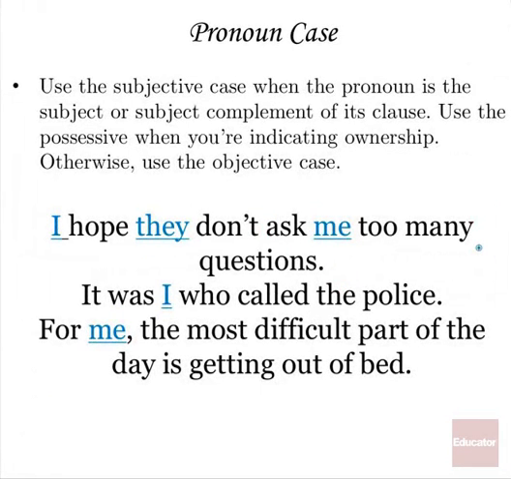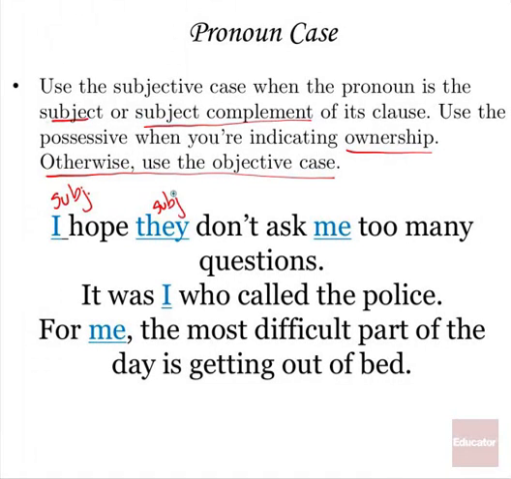Now, you use the subjective case when the pronoun is the subject or subject complement of its clause. You use the possessive to indicate ownership. Otherwise, when in doubt, use the objective. So, I hope they don't ask me too many questions. I, of course, is the subject of the sentence. Okay? They is the subject of the clause. They don't ask me too many questions. And me is the indirect object of ask.